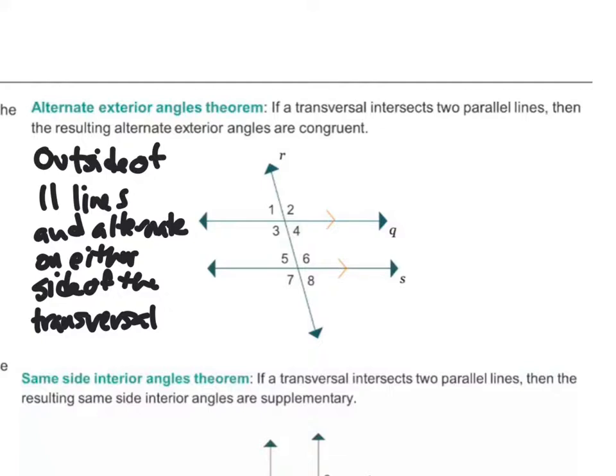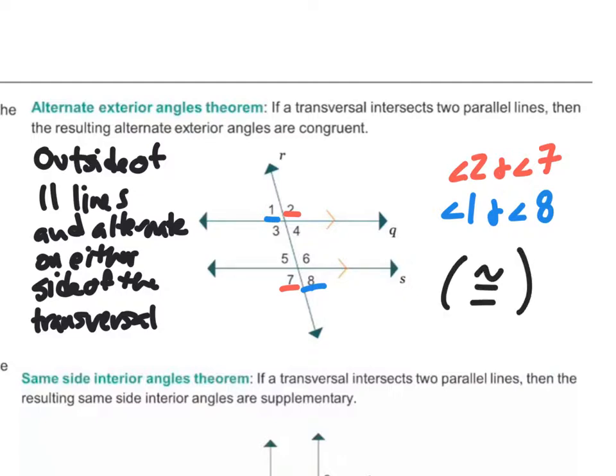So we've got angle 2 on the outside and angle 7. So angle 2 and angle 7 are alternate exterior angles. And then angle 1 and angle 8 are also alternate exterior angles. And these angles are congruent, okay? And that's what we've got.